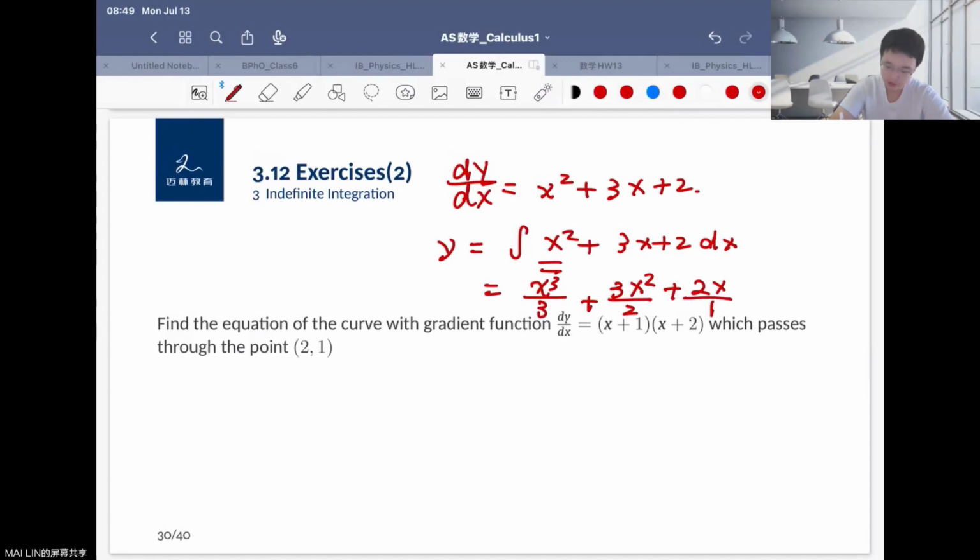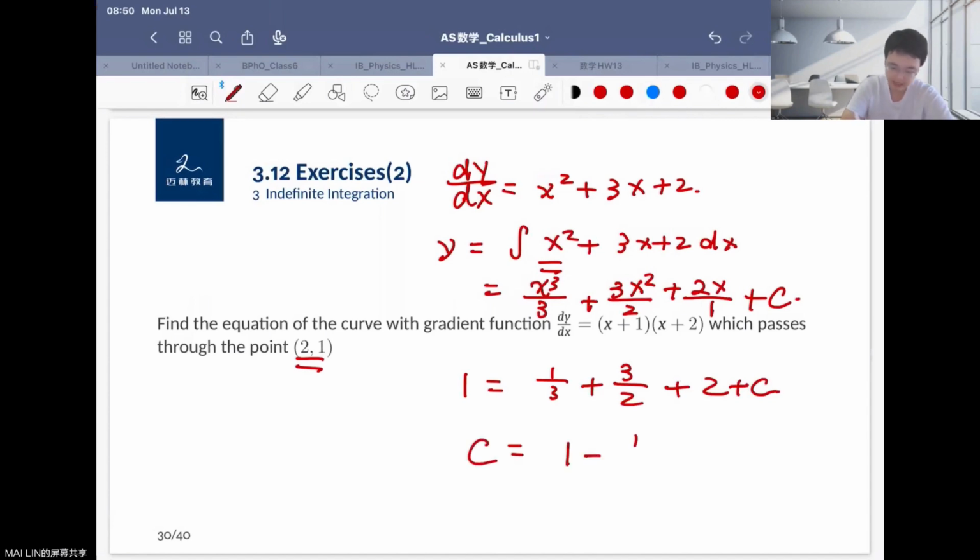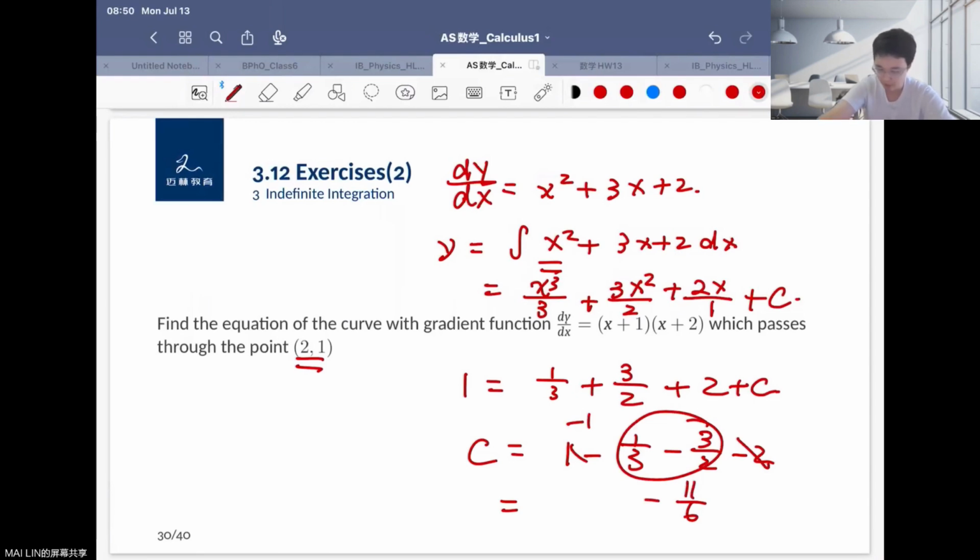2x over the new power, which is 1. Then the point is to substitute the point into the y equation. So it's 1 equals 1 over 3 plus 3 over 2 plus 2 plus c. That is the equation here. So c equals 1 minus 1 over 3 minus 3 over 2 minus 2. The value is minus 11 over 6.